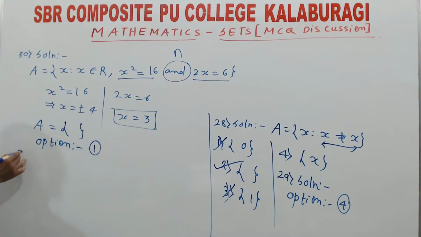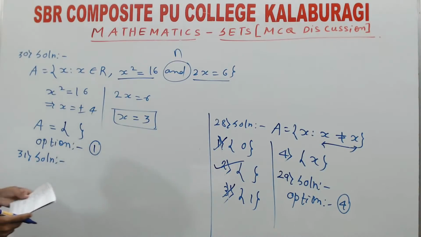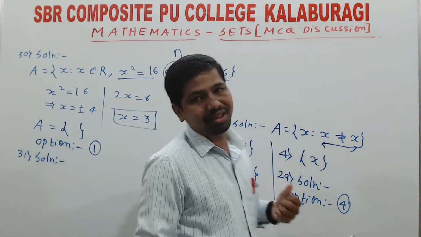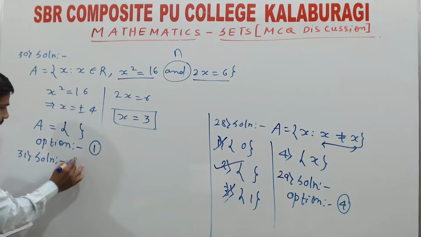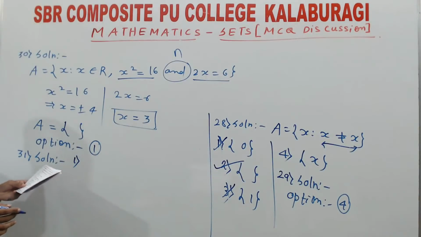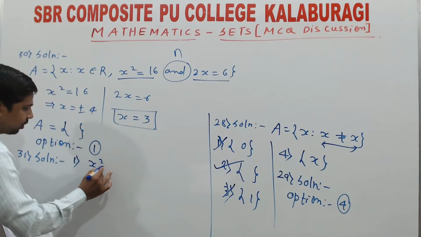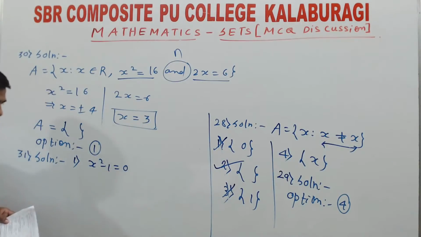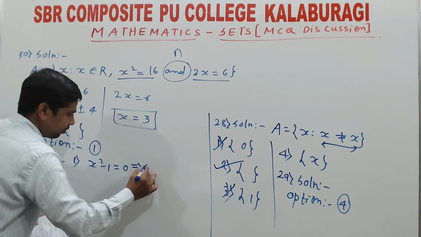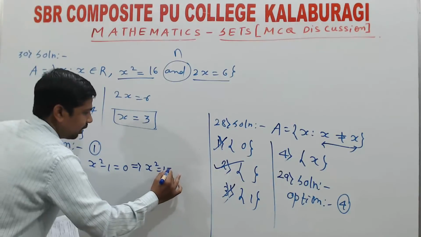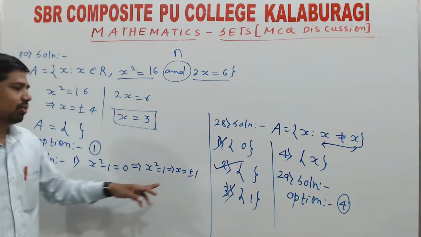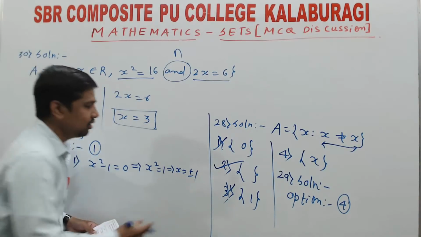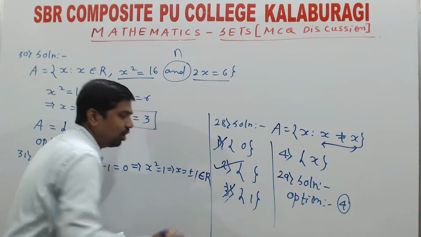31st solution. Which of the following is the empty set? So the first option: x such that x is a real number and x square minus 1 equal to 0. If I solve this, x square equal to 1 implies x equal to plus or minus 1. Whether plus or minus 1 is a real number? Yes, definitely it's a real number, belongs to R.